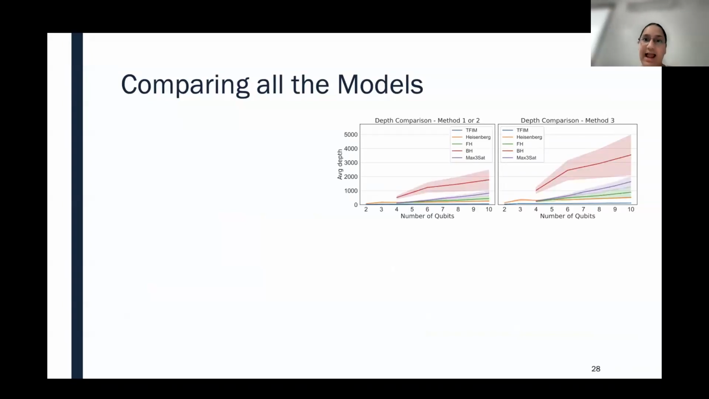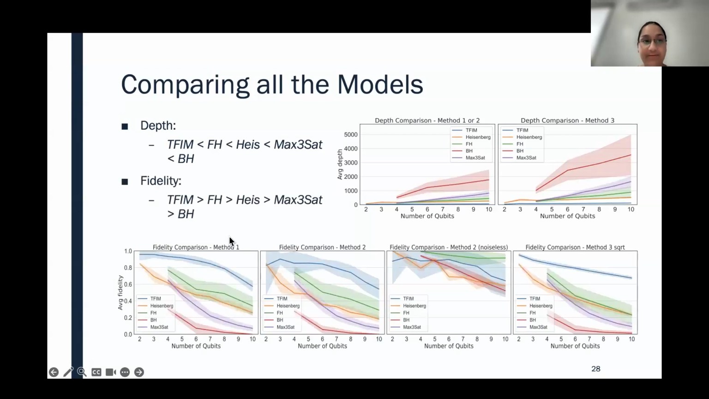This plot has 5 different models that we have talked about so far. Here we can see that the TFIM has the lowest circuit depth in general, while the Bose-Hubbard model has the highest circuit depth, actually a lot higher than all the other models. When we compare fidelity, we notice that the TFIM has the maximum fidelity. Then we have Fermi-Hubbard and Heisenberg, followed by Max 3 SAT, and lastly Bose-Hubbard.